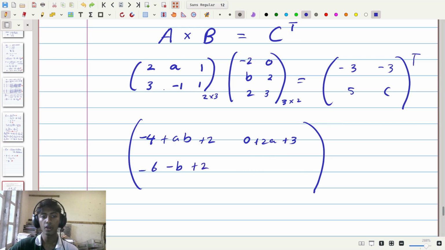And for the last value, we have row 2, column 2, and therefore we have to multiply row 2 of the first matrix by column 2 of the second matrix.